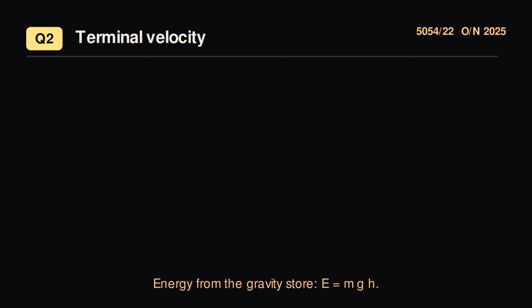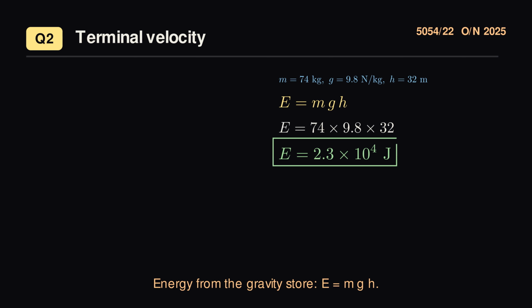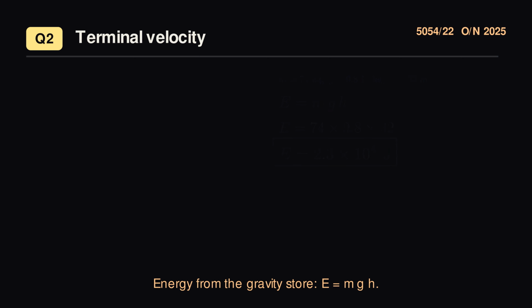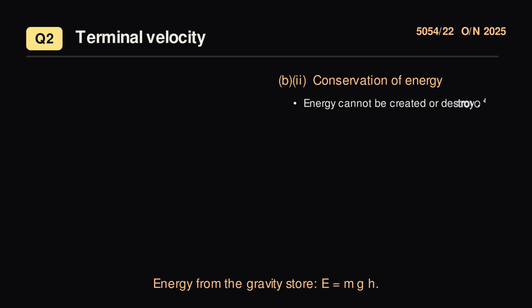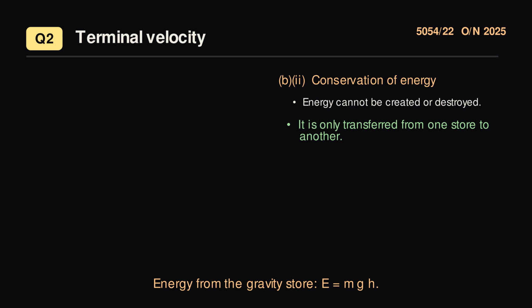Part B. Part 1. Gravitational potential energy equals mgh. With mass 74 kilograms, g 9.8, and height 32 meters, the energy is 2.3 times 10 to the 4 joules. Part B. Part 2. Conservation of energy. Energy cannot be created or destroyed, it is only transferred from one store to another.